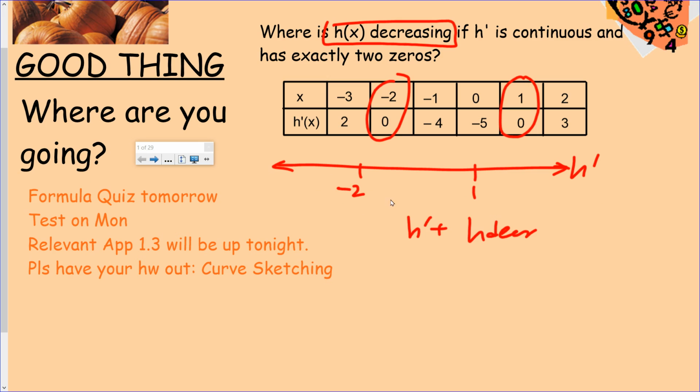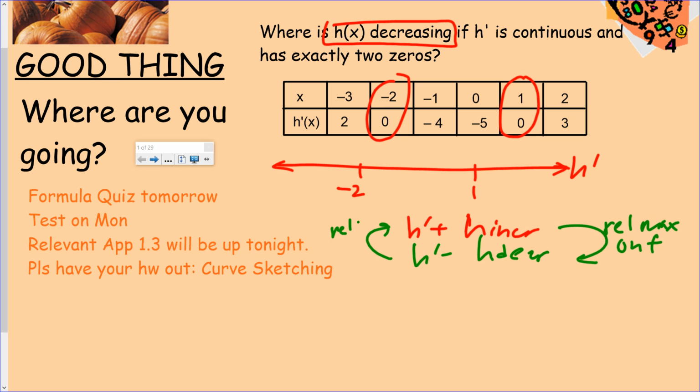Okay, over here we have when h prime is positive, h is increasing. And when h prime is negative, h is decreasing. And if you move from one row to the other row, you have a relative max on f, or you have a relative min on f, depending on which way you're going.